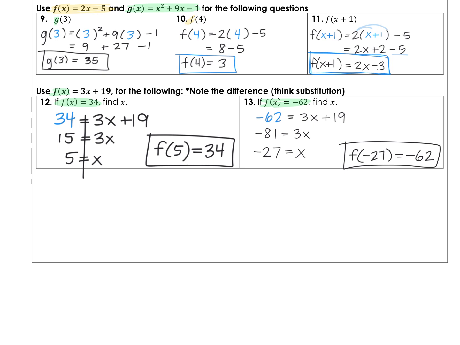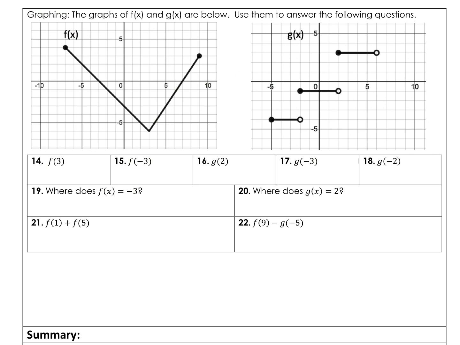All right, you can flip it, and now we get to deal with graphs. I will do my best to not be confusing. We are looking at these two graphs, and again, I'm going to give you inputs or outputs, and you have to find the x or the y. So number 14 is f of 3. What it's telling you is x is equal to 3. What is y?